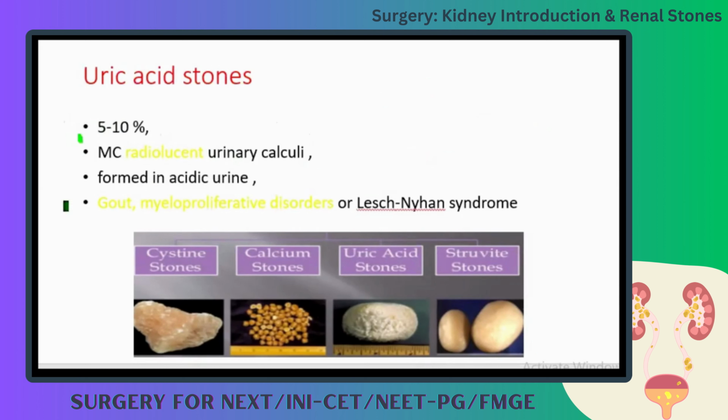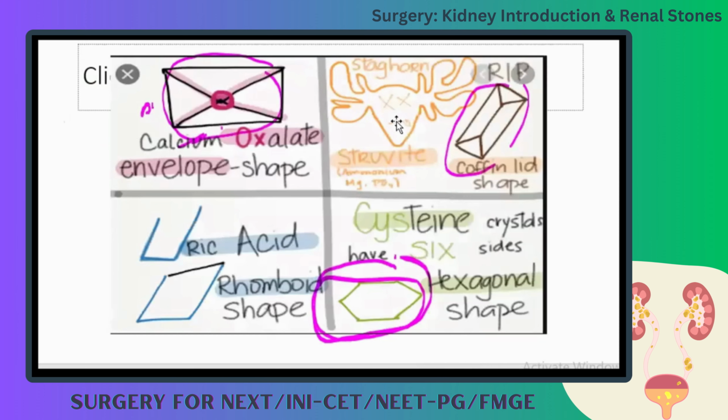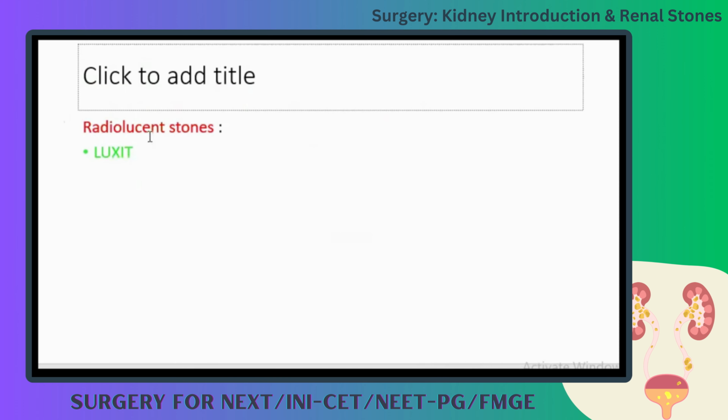Uric acid. They are only 5 to 10% of stones. They are the most common radiolucent stones. They are found in acidic urine, gout, and Lesch-Nyhan syndrome. Xanthine, this is not necessary. And I'll ask you, what is the most common type of stone? Renal stone. Calcium oxalate. Most common radiolucent type of stone? Uric acid. Very good.